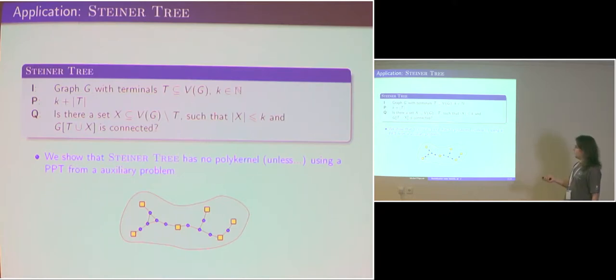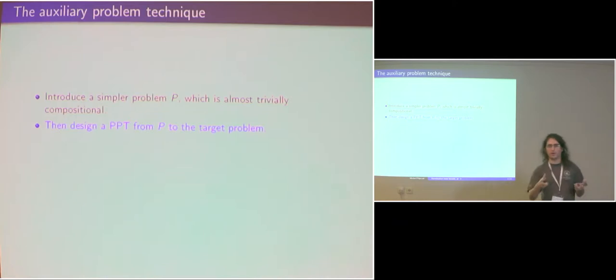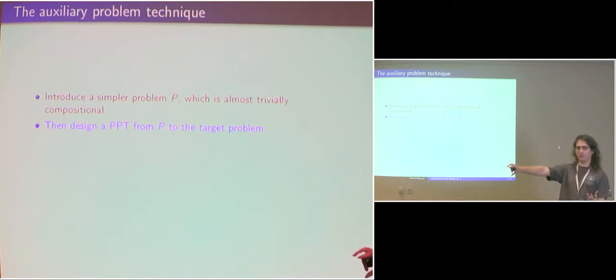Good. So the idea is to define an auxiliary problem, and then give a polynomial parameter transformation from this auxiliary problem to my problem of interest, being the Steiner tree problem. So this is the general methodology, sort of. We introduce a simpler problem, maybe not simpler in terms of being in a lower complexity class, but conceptually simpler, that is trivially compositional, but it encodes the hardness of the original problem. And then we embed this hardness by a PPT reduction from my auxiliary problem to my target problem.